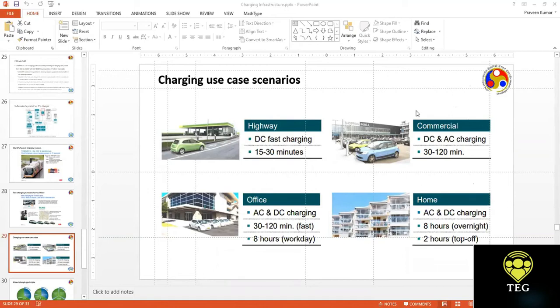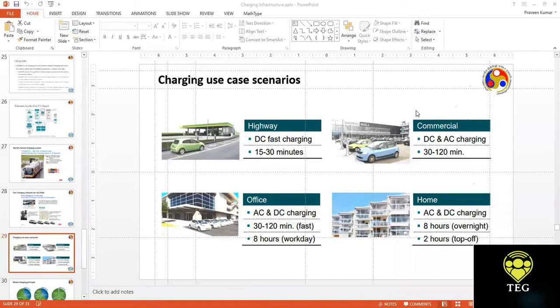Then you have the offices. In an office you can have chargers which can charge your vehicle within 2 hours, because a normal work day would be 8 hours. So it's very likely that your vehicle would be parked for 8 hours. Even if you are able to charge it within 2 hours, it's good enough. So there is no need to have a DC fast charger at office places and in commercial places.